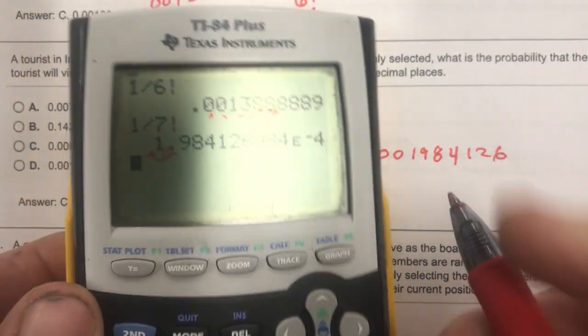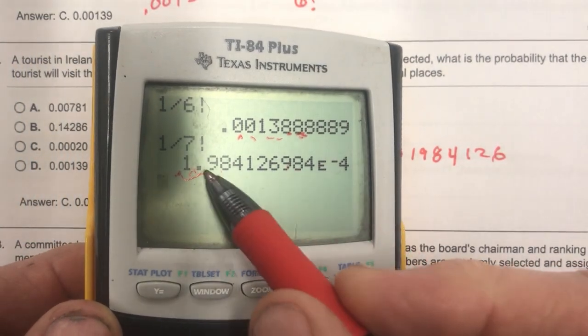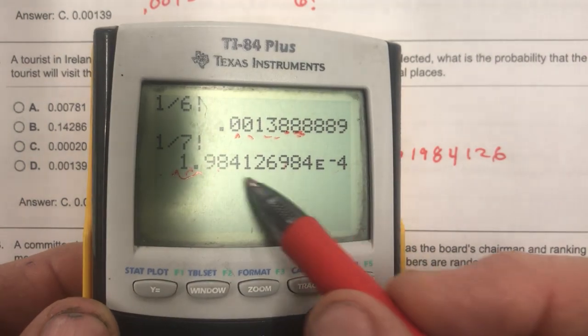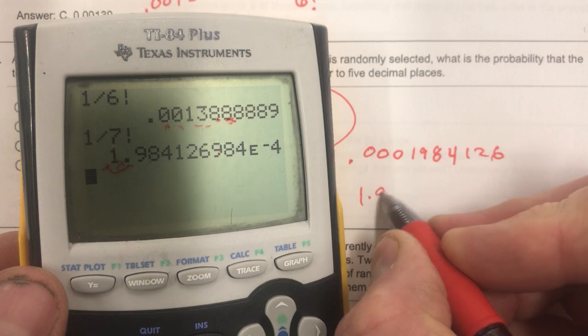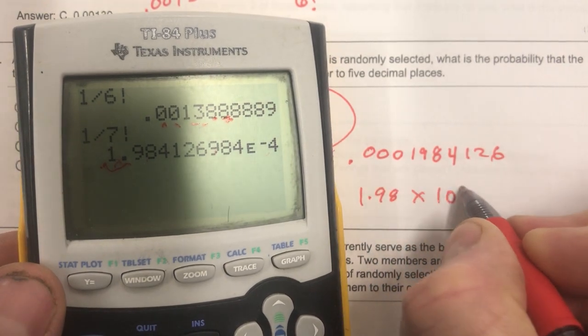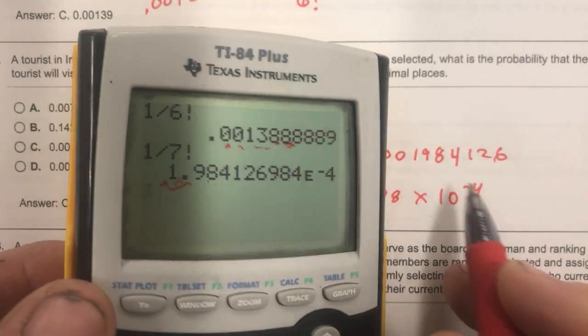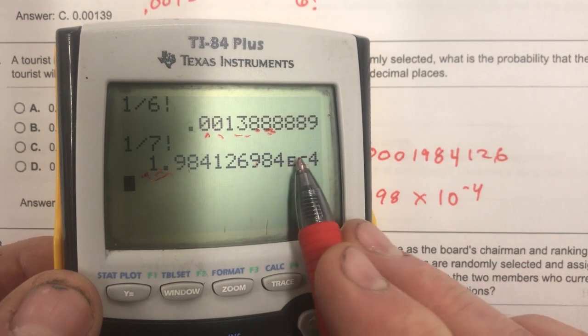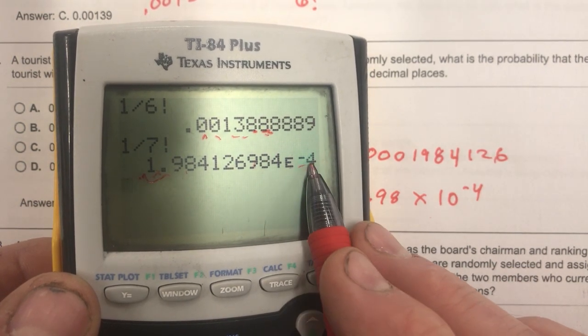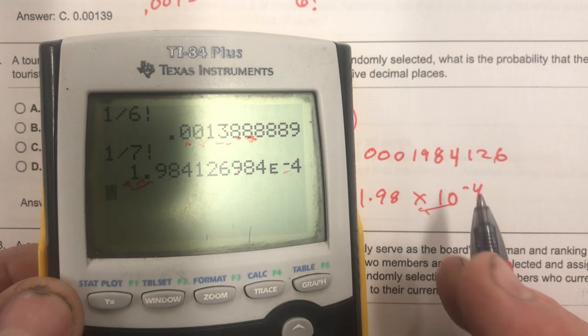So that's how you determine what this is. When it's -4, that means this is moving back 4 places. This is scientific notation, which is really this right here, 1.98 times 10 to the -4 is how we usually do it. But it doesn't do the times 10. It just puts this little e on there and then puts -4 instead of the times 10 thing.